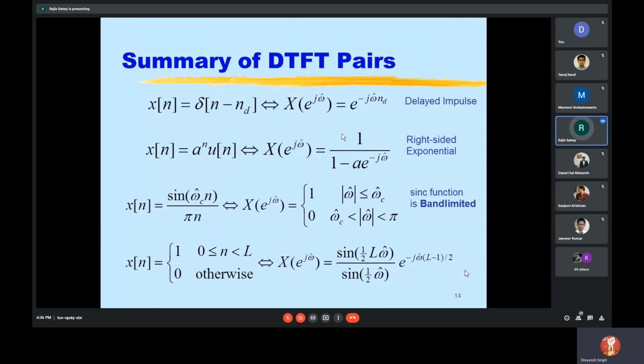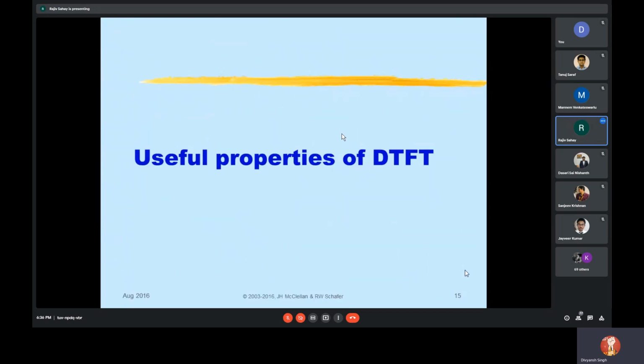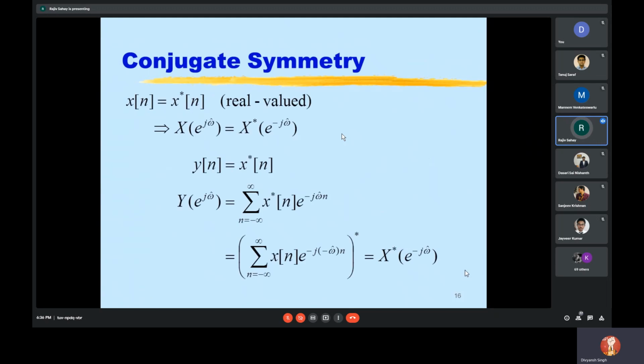So now, how can I combine different sequences and try to find its DTFT? We'll come to that, but just before that, some properties. So again, the conjugate symmetry property. Here again, this will exhibit for real signals. They have a DTFT which will have an even magnitude spectrum and an odd phase spectrum.